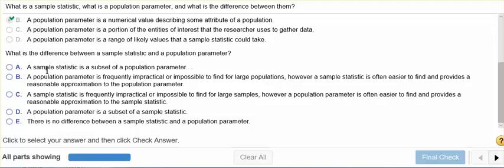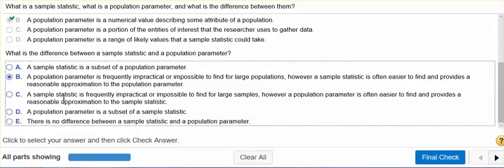So again, that nuance of vocabulary. So that's not true. B, a population parameter is frequently impractical or impossible to find for a large population. However, a sample statistic is often easier to find and provides a reasonable approximation to the population parameter. That's our choice. And we can read over the rest of these. In C, they kind of flip that idea about the statistic and the population. A sample statistic is frequently impractical. No, it's actually very practical.